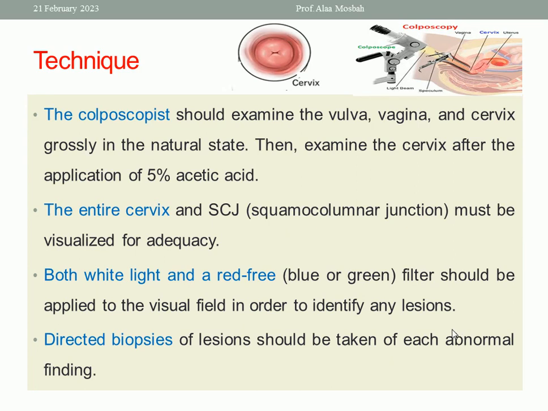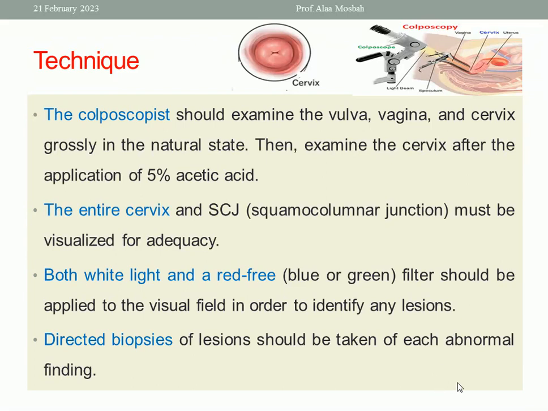What about the technique? The colposcopist should examine the vulva, vagina, and the cervix grossly in the natural state. Okay? So, at the start, examine the vulva, vagina, and the cervix in the natural state. I mean, I didn't add anything. Then examine the cervix after application of 5% acetic acid. The entire cervix and the squamocolumnar junction must be visualized for adequacy. Both white light and a red-free blue or green filter should be applied to the visual field in order to identify any lesions.